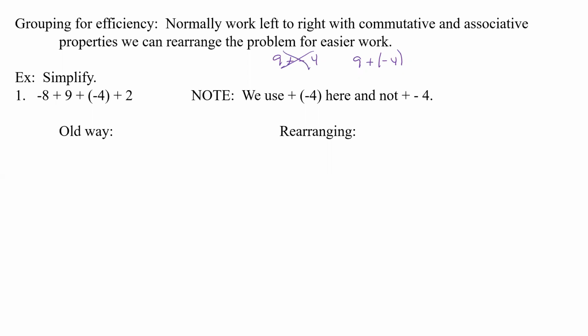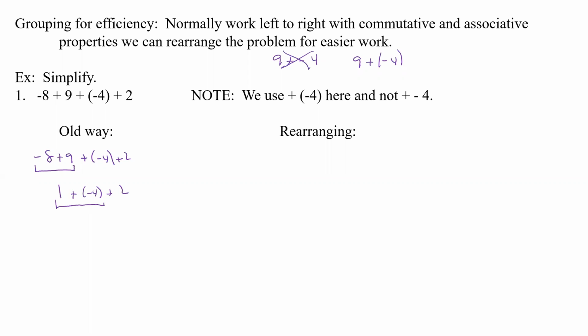The key thing to remember is you don't put a plus and a minus right beside each other. We're going to do this two ways. First, the old way where we go from left to right. We'll have a negative 8 plus 9 plus the opposite of 4 plus 2. We'll do the first two first: negative 8 plus 9 is just 9 minus 8, which is 1. Then we still have plus the opposite of 4 plus 2.